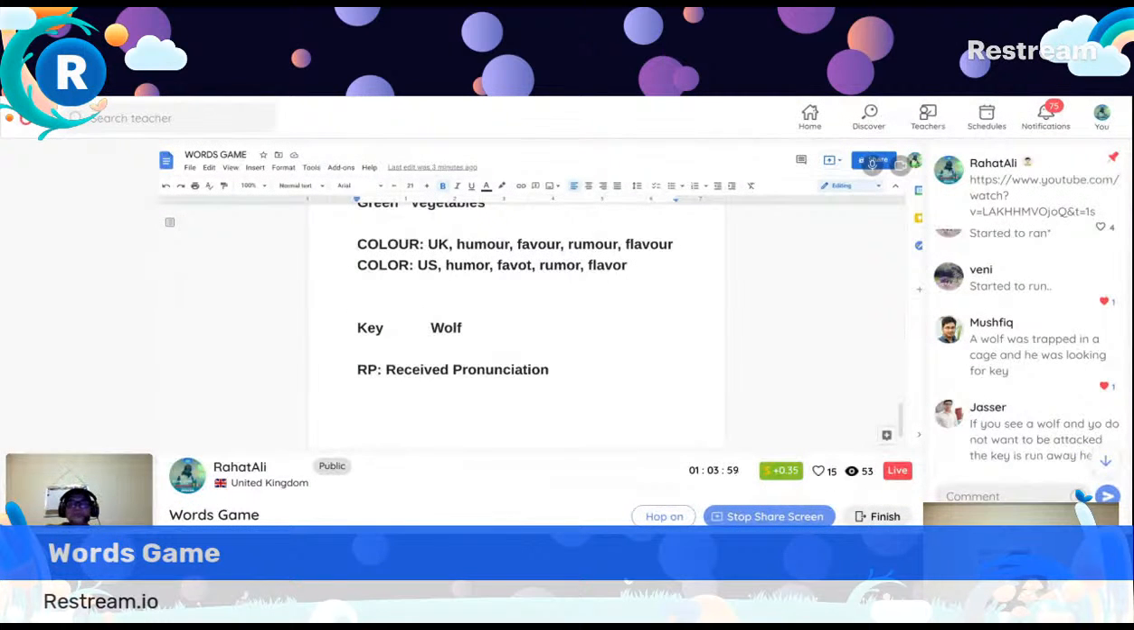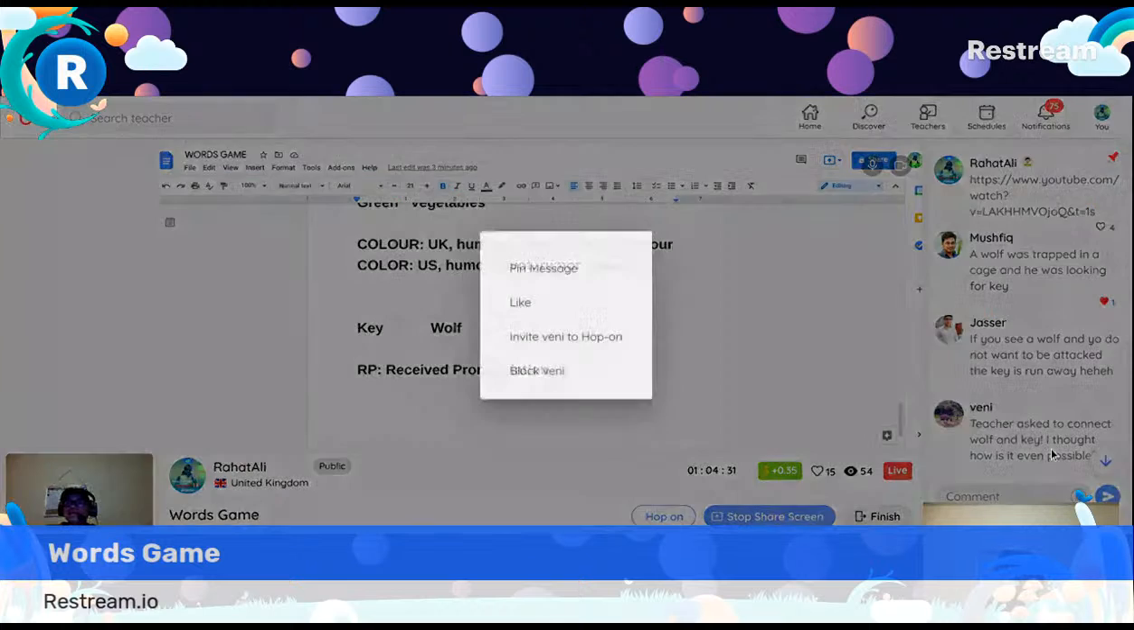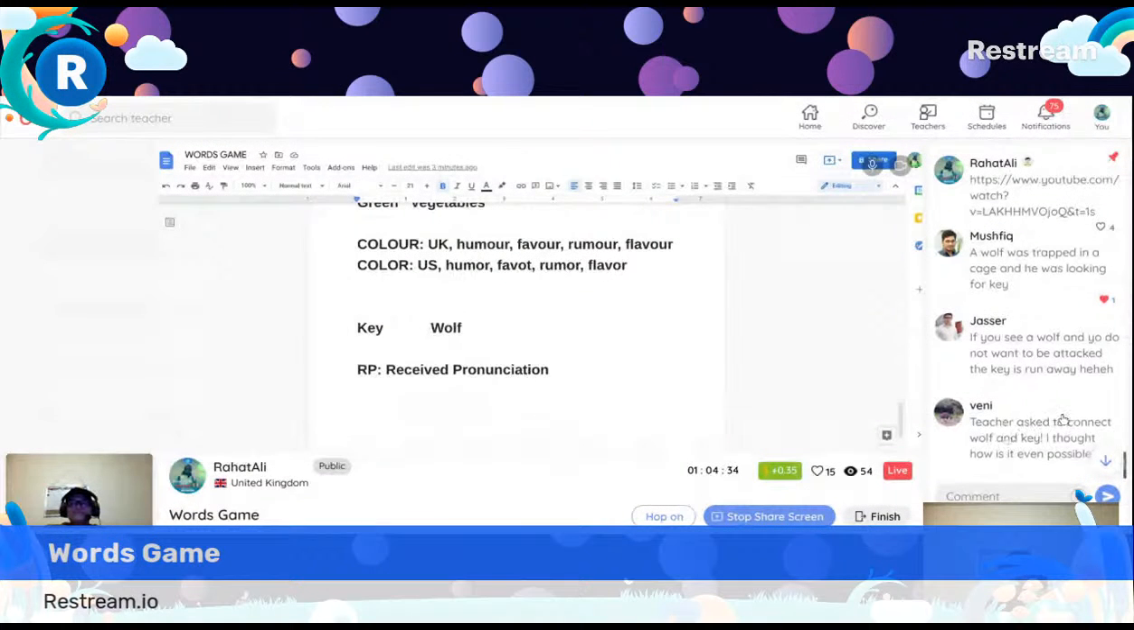Jasset says, if you see a wolf and you do not want to be attacked, the key is running away. It should be, if you want to correct the sentence, the key is running away from it. Yeah, that's right. If you see a wolf and you do not want to be attacked, comma, the key is running away from it. That's right. Teacher asked to connect wolf and key. I thought, how is this even possible? Yes, it's possible, Venny.